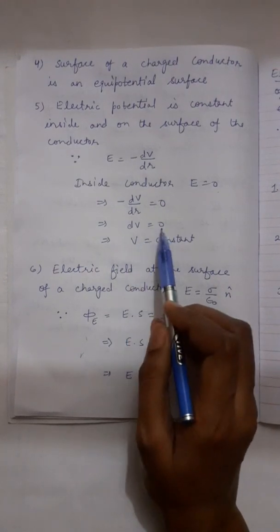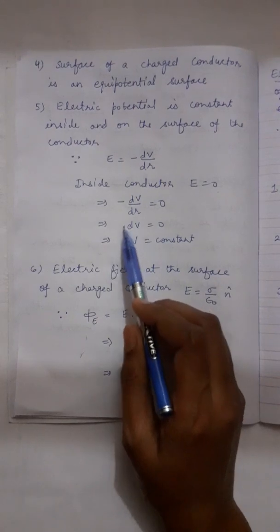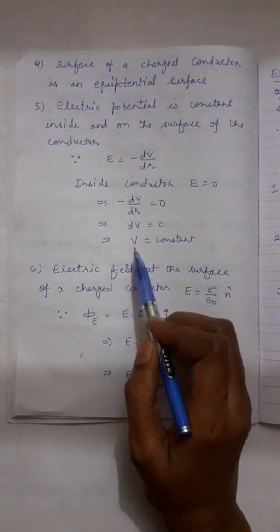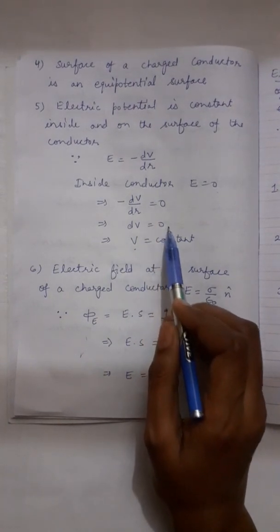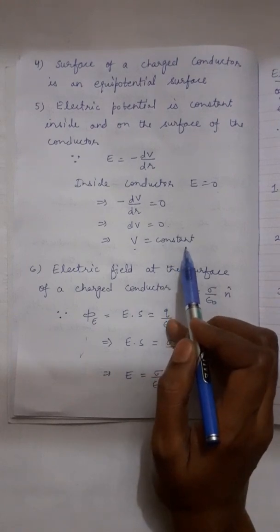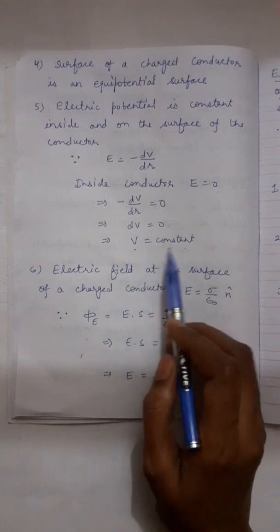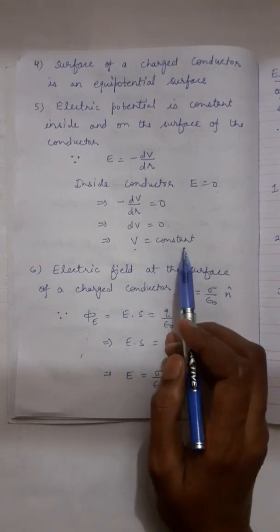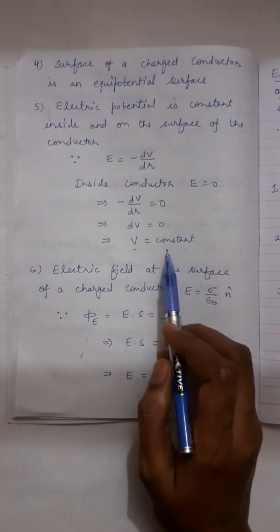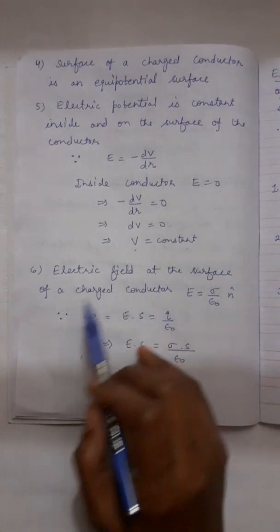When we integrate on both sides, dV will give V, that is potential, and the integration of 0 is always a constant. So the potential inside the surface of the conductor is constant.